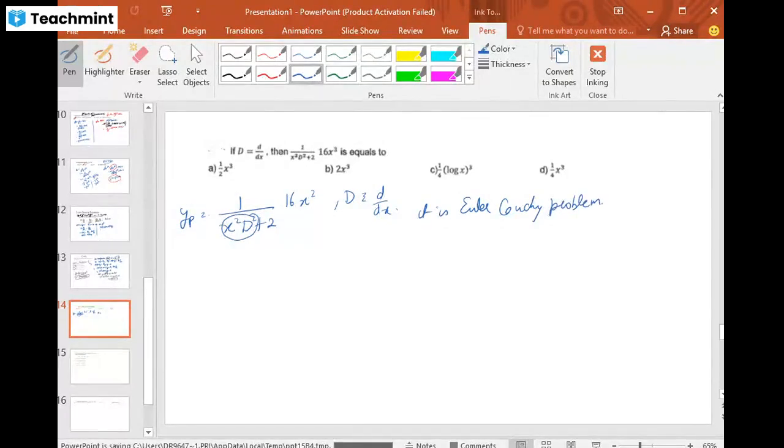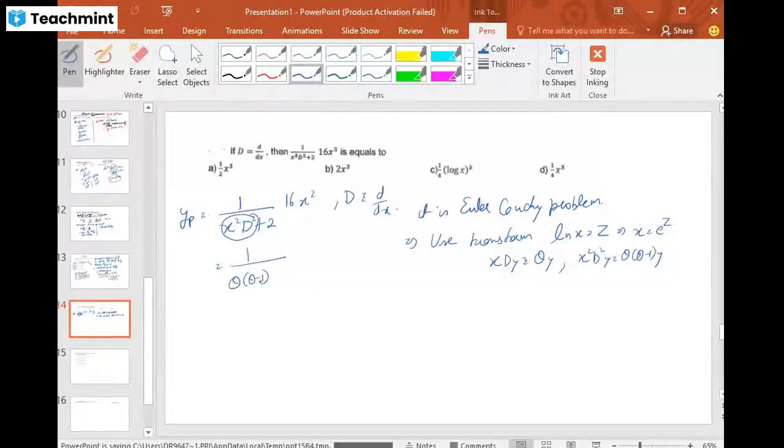So what do we need to do? We need to firstly transform it into a differential equation with constant coefficients. So you need to use the transformation. For the transformation you can use log of x equal to z, meaning x equal to e power z. And what is xD? This is theta y, and x square D square y is theta into (theta minus 1) into y. So we are going to replace x square D square with theta into (theta minus 1). We are not writing y because y is already on the left hand side.